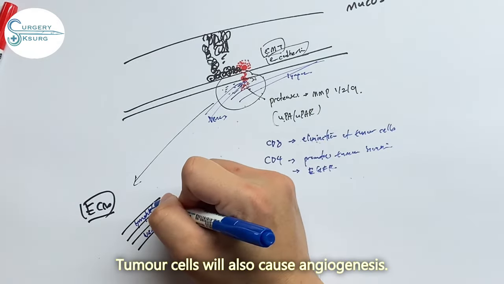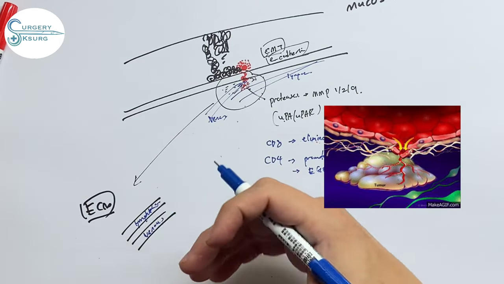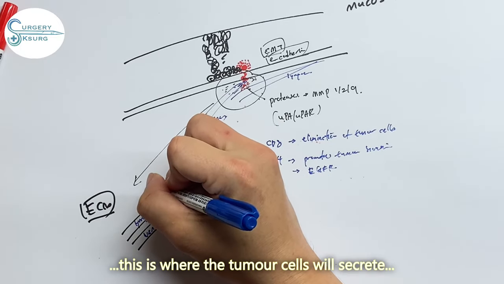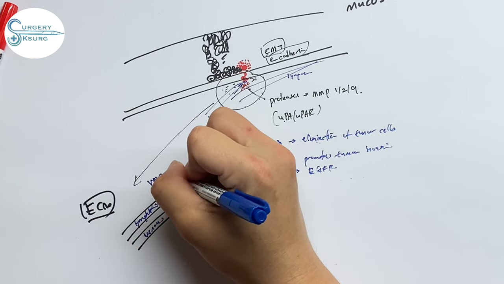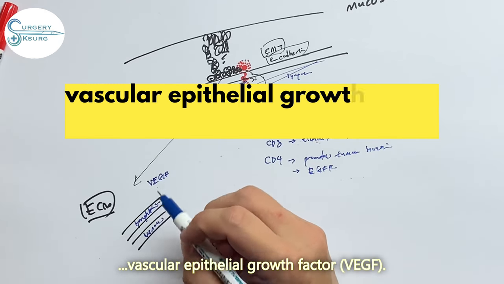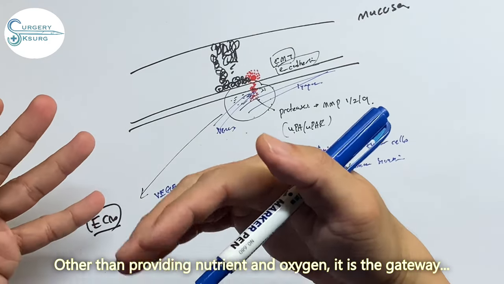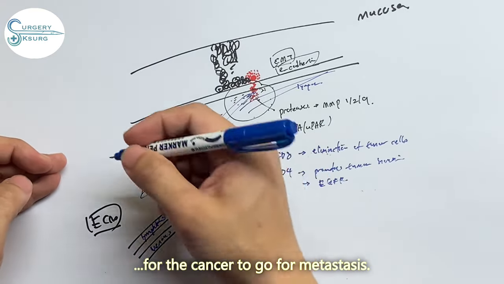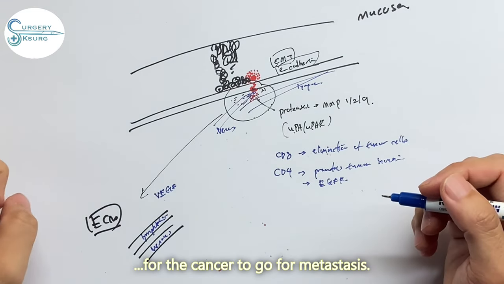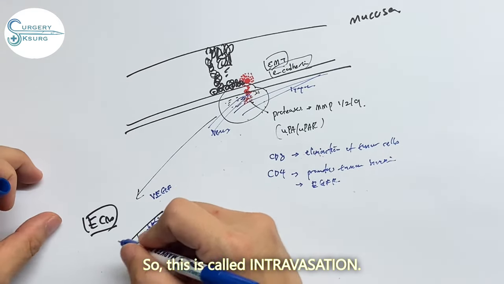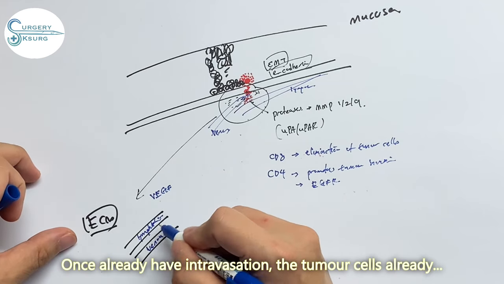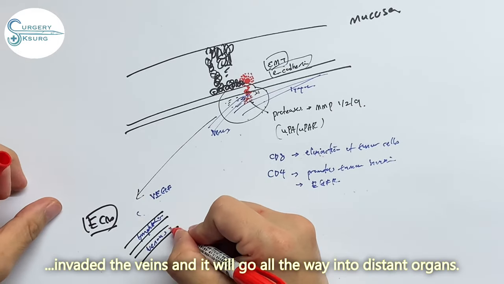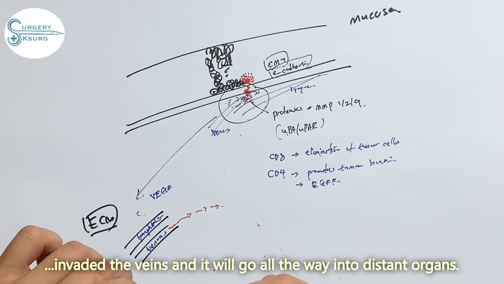Tumor cell will also cause angiogenesis, because it allows more nutrient and more oxygen, and this is where the tumor cell will secrete vascular epithelial growth factor, the VEGF. Other than providing nutrient and oxygen, it is also a gateway for the cancer to go for the metastasis. So this is called intravasation. Once you already have an intravasation, the tumor cell has already invaded the venous, and it will go all the way into distant organs.